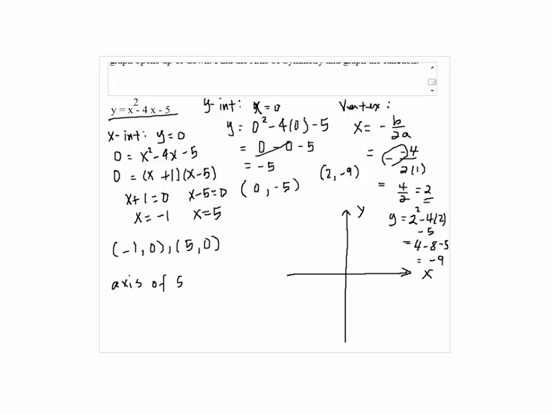The axis of symmetry will be the x-coordinate of the vertex, so the answer will be x equals 2. Now, since a is 1, which is greater than 0, we know the graph will open up. So now let's graph.